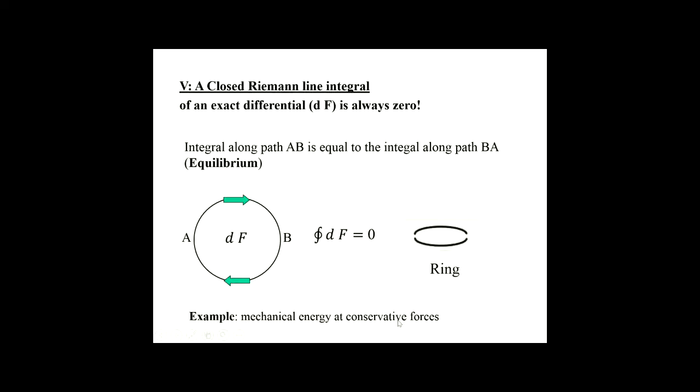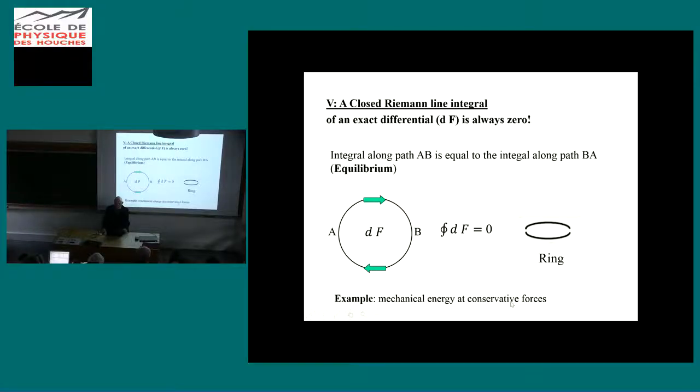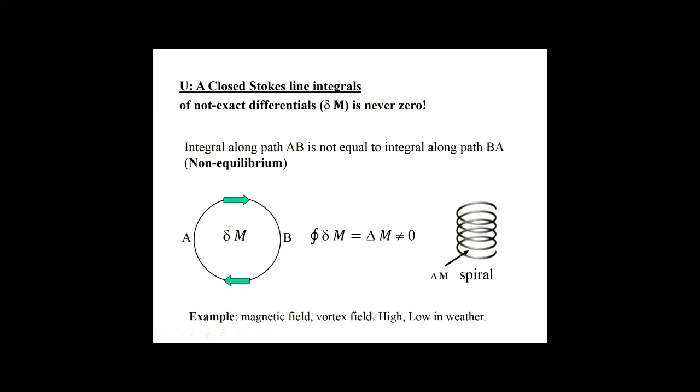Let's look at integrals. A closed Riemann line integral of an exact differential is always 0. The integral from a to b is equal to the path from b to a, and the closed integral is 0. That is like going on a ring. You end where you started. Examples are mechanical energy in a conservative force, for example.